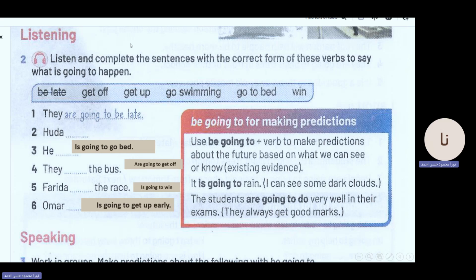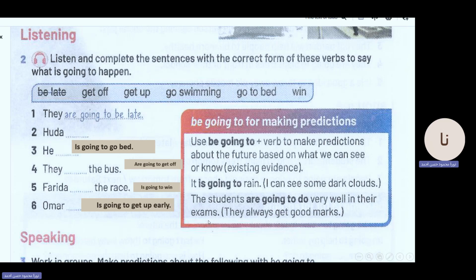So another use for be going to is to make predictions. We use be going to make predictions about the future based on what we can see. So I have evidence, something I can see. For example, it's going to rain. Why do I predict it's going to rain? Because I can see some dark clouds in the sky. This is the evidence, the dark clouds. So it's going to rain.